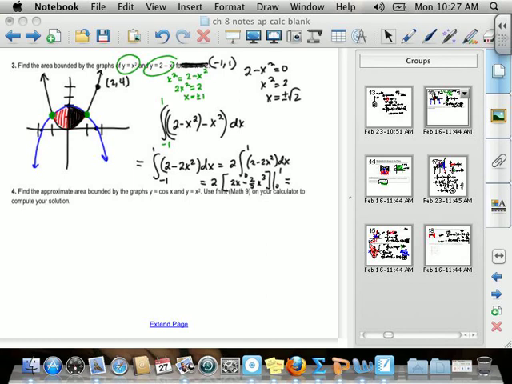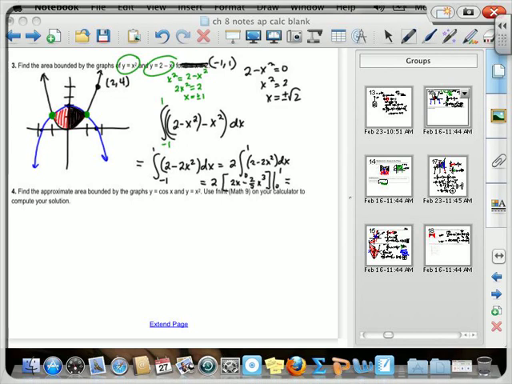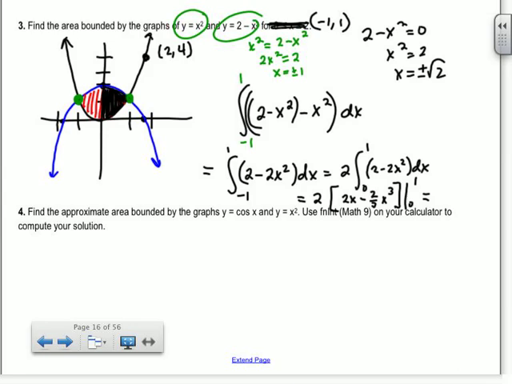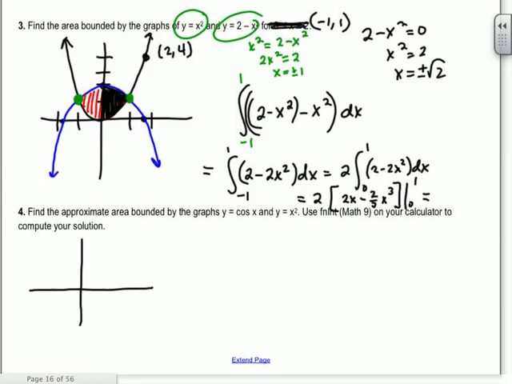So it says find the approximate area bounded by the graphs of y equals cosine of x and x squared. Use fnInt, so math 9 on your calculator to complete your solution. All right, so first we need to do a rough sketch. Cosine of x starts at (0, 1), and it comes down, goes back up.